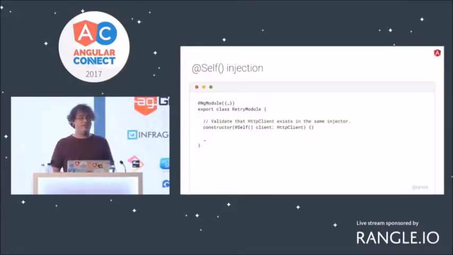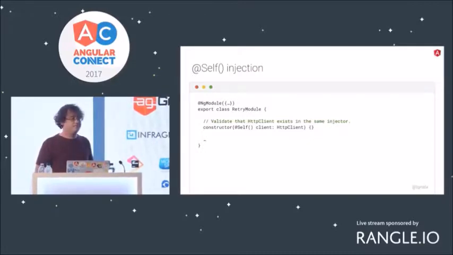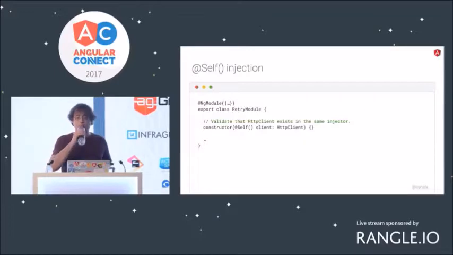So it's actually relatively easy to do this because modules are allowed to have constructors. And those constructors do get called at runtime. So as long as we inject HttpClient, Angular will make sure that it's provided. So if our user drops in the retry module and then isn't using HttpClient, they'll get an error.